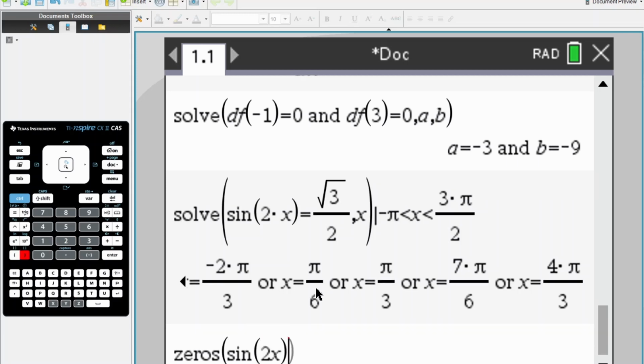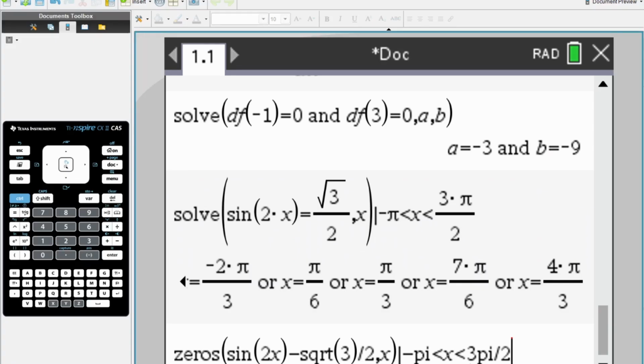So this is sine of 2x minus √3 on 2. And then you can just put comma x. Notice you don't need to put equals 0, because this command is going to find the zeros of this equation anyways. And we'll also put that restriction, so minus pi is less than x, less than 3 pi on 2.